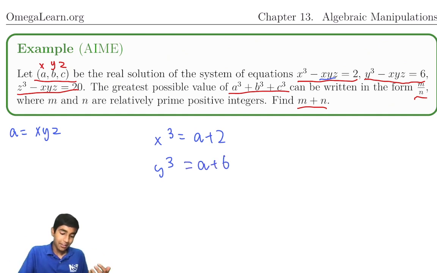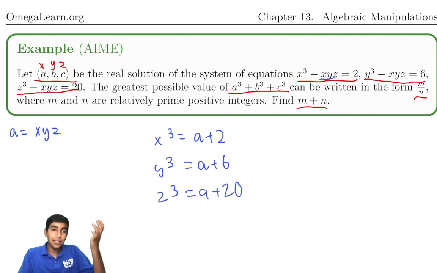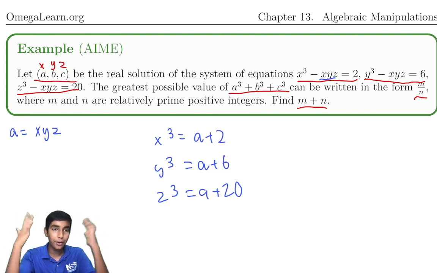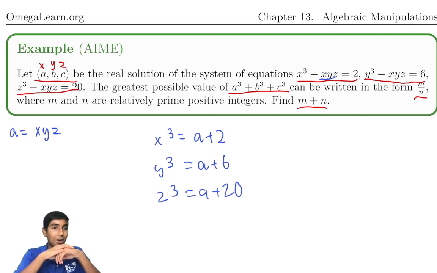Z cubed minus a is 20. So z cubed is a plus 20. Now you might be wondering, what was the point of that substitution? Now we have a 4-variable equation instead of just a 3-variable equation. Don't worry, we'll get another a in there somehow.